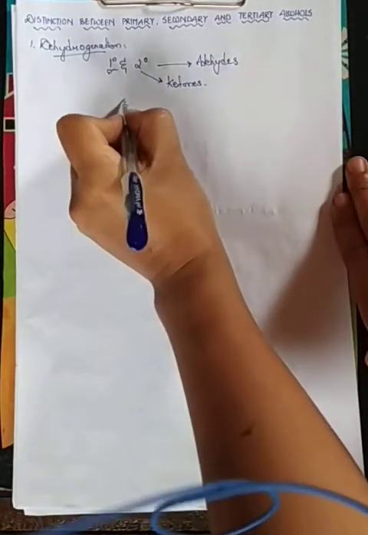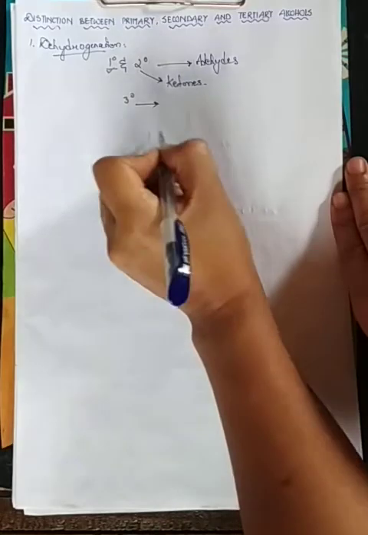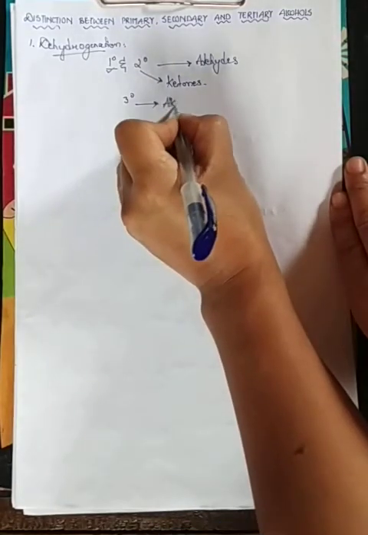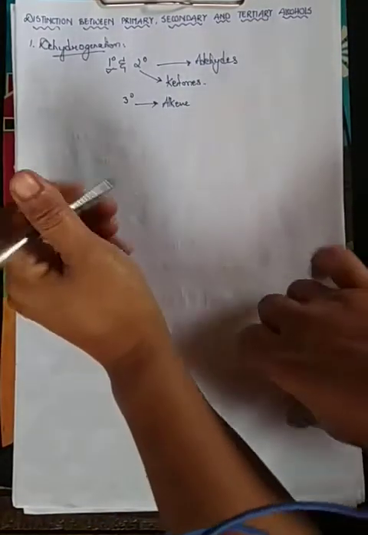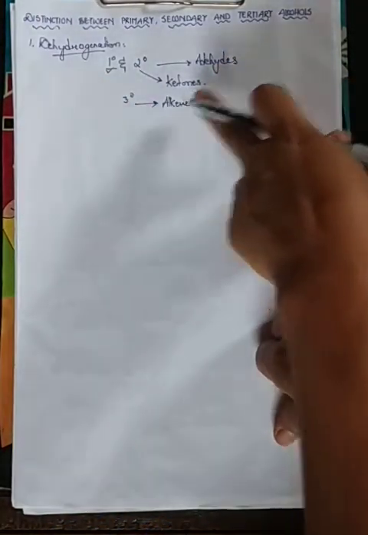Now, whereas our tertiary alcohols undergo dehydration due to loss of water, and then we'll be getting here an alkene. Now, let's check out how primary, secondary, and tertiary alcohols give us the following products.